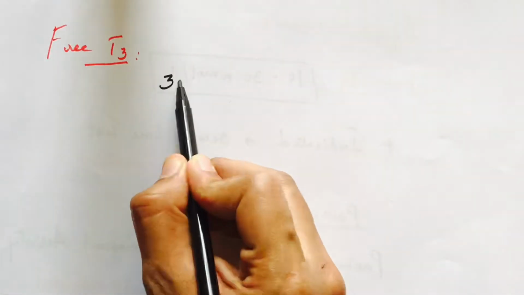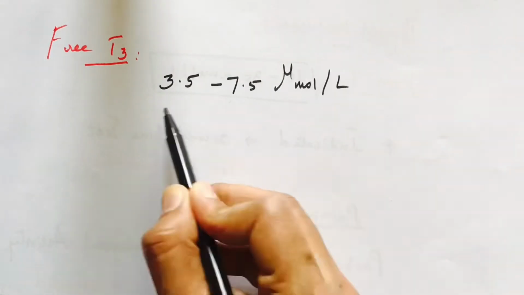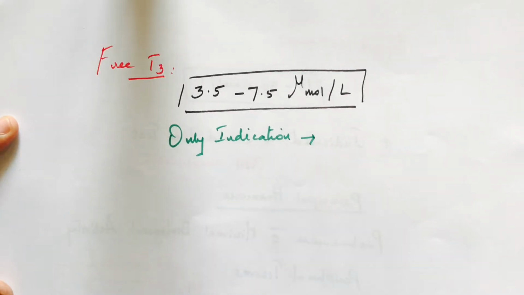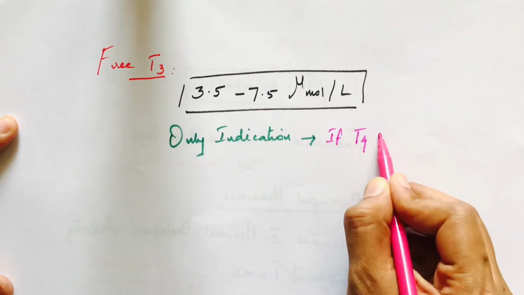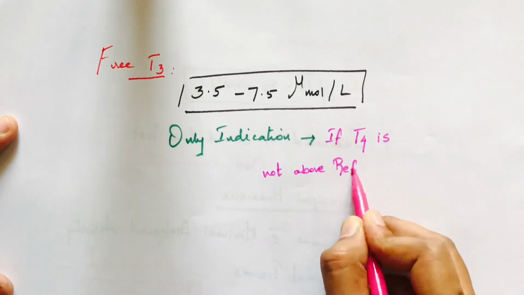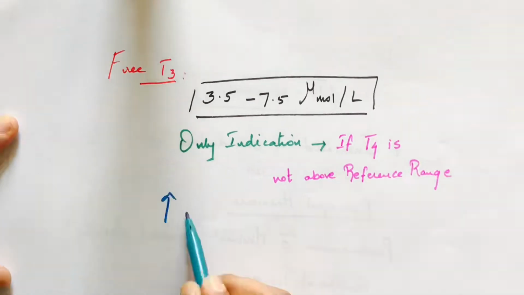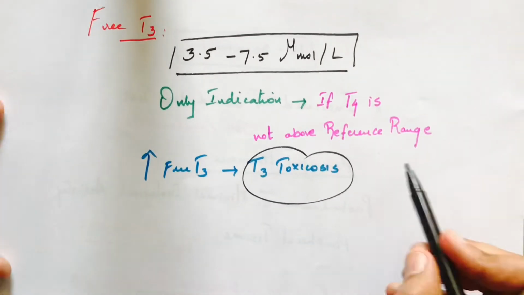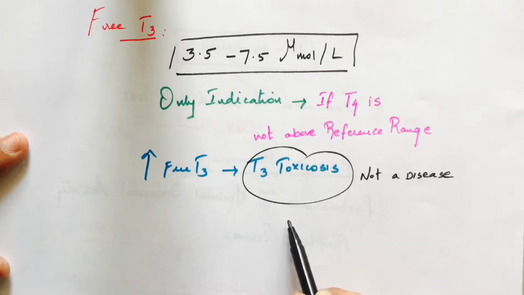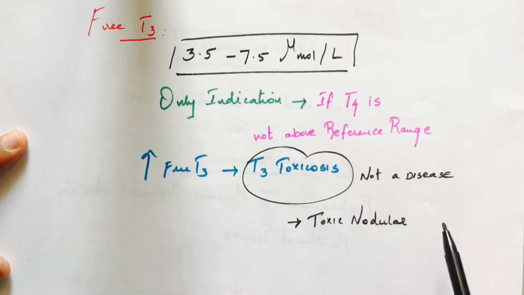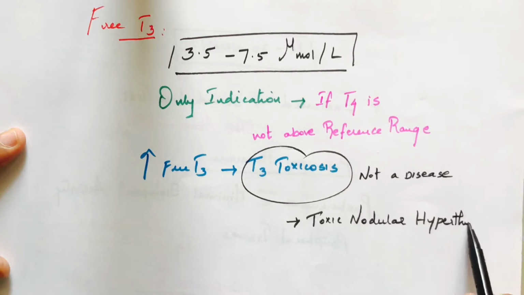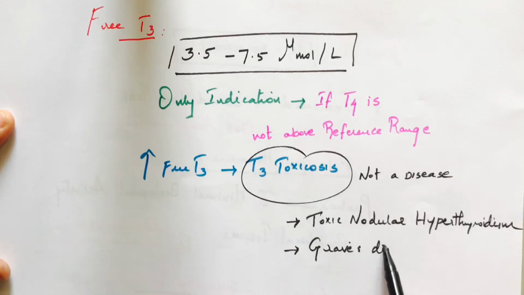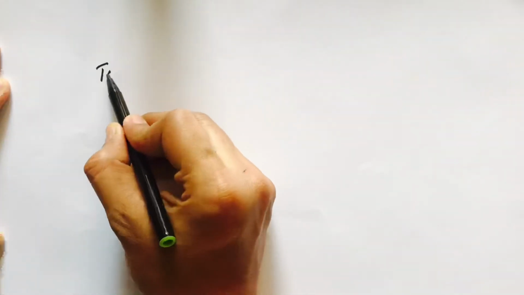The next one is free T3 and the normal level is 3.5 to 7.5 micromoles per liter. And the only real indication for free T3 is if T4 is not above the reference range. Normally, an increase in free T3 indicates a diagnosis of T3 toxicosis, which is not a disease entity but a description of a biochemical profile typically observed in toxic nodular hypothyroidism and Graves' disease.